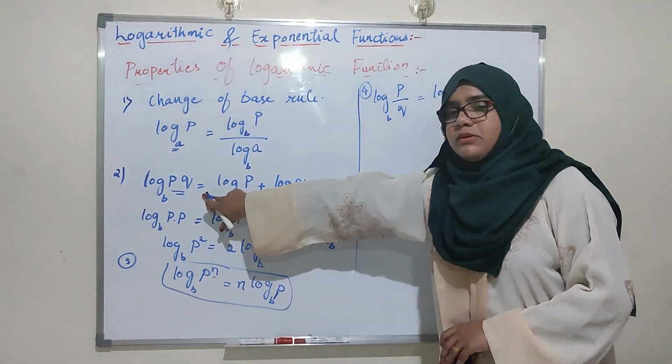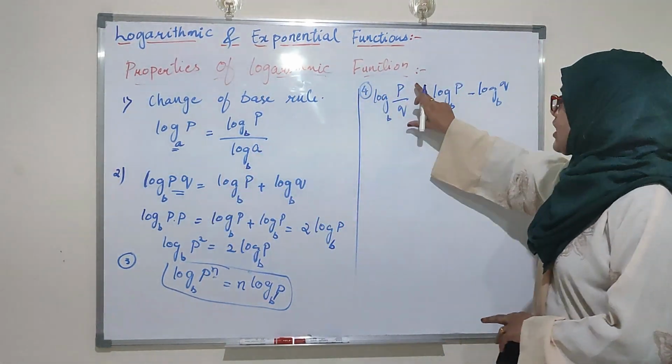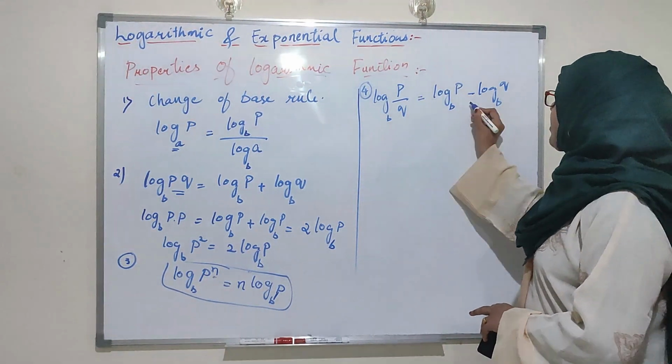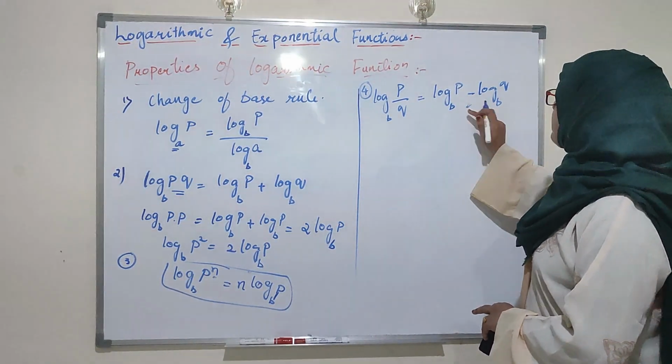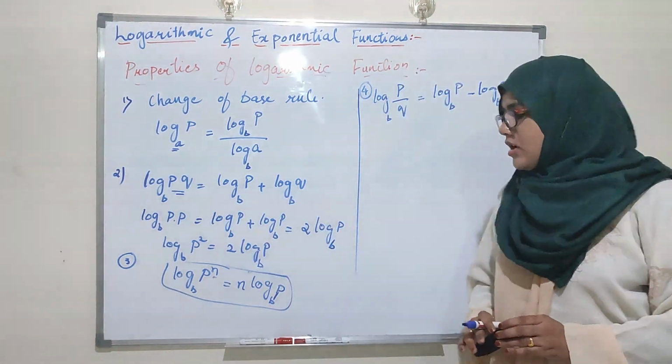Here we are having the second property, with pq in the form of product, multiplication. What happens if p and q are in the division form? Then for division we have to take subtraction, the minus sign here. For multiplication we are having addition.